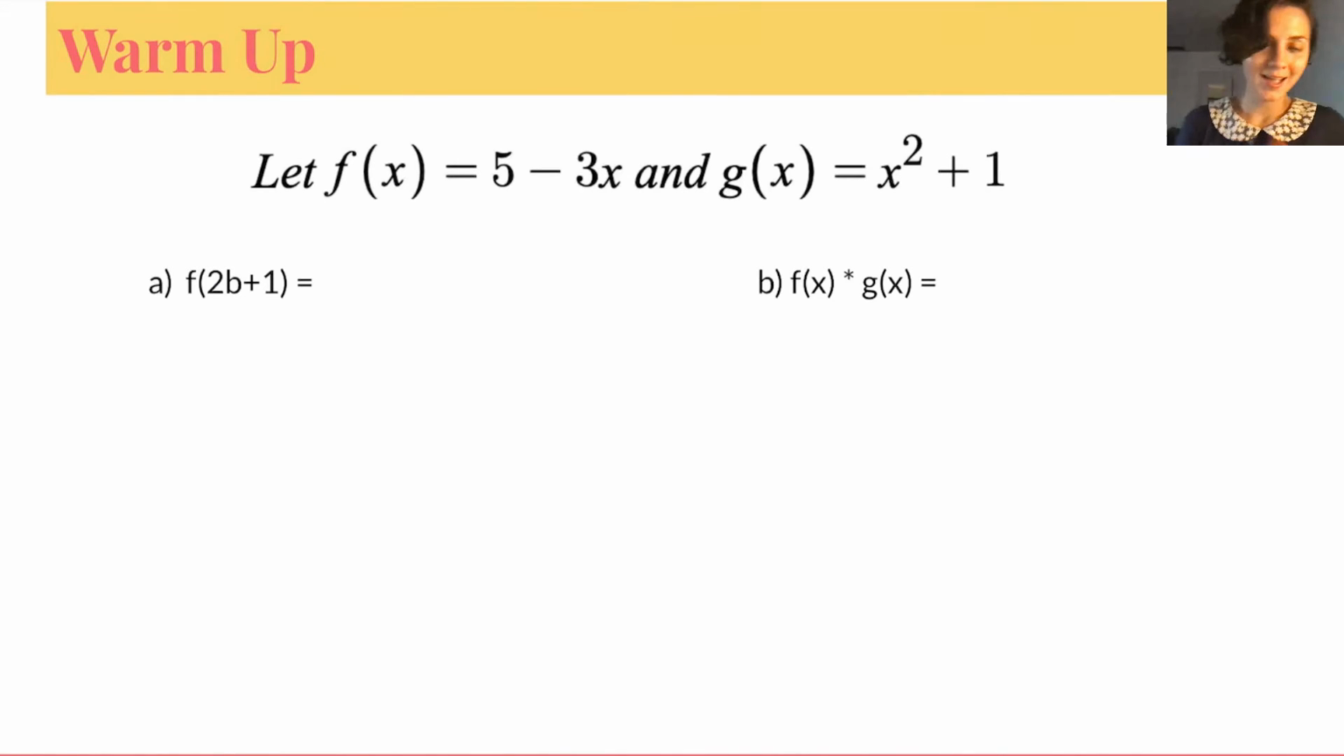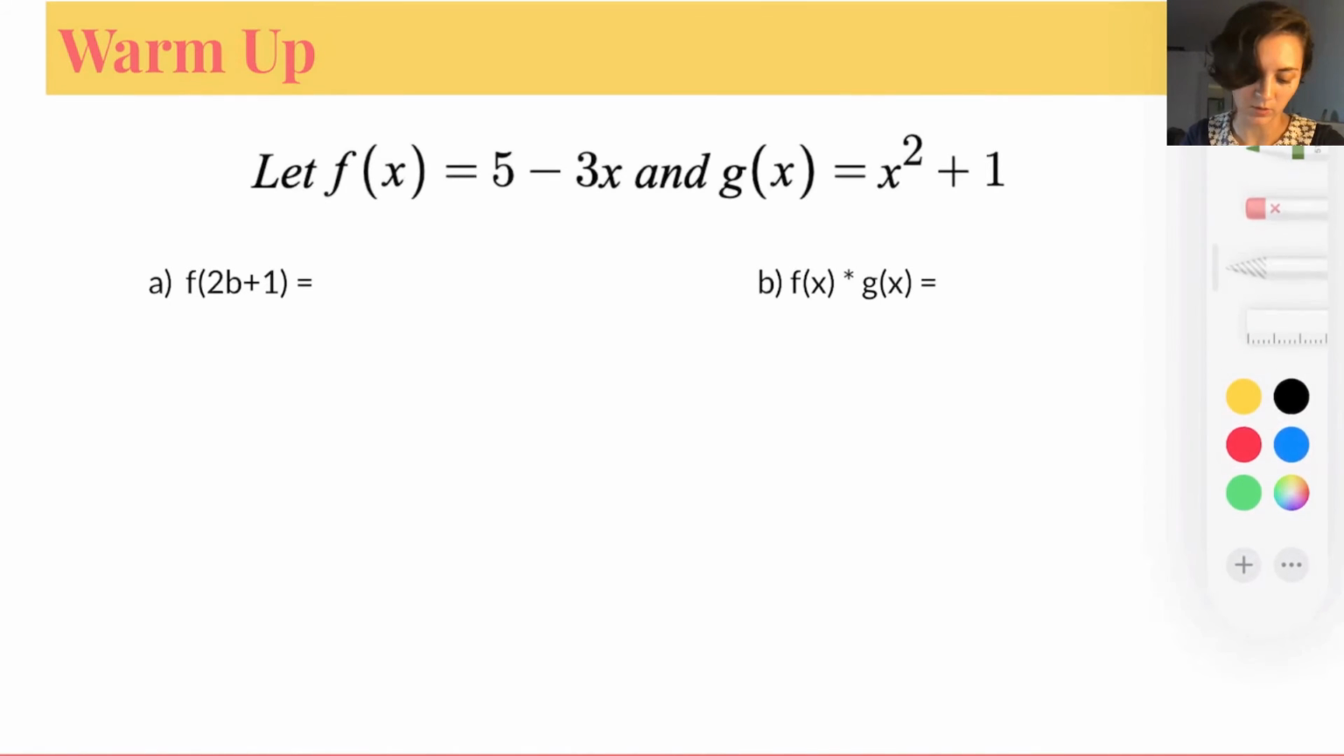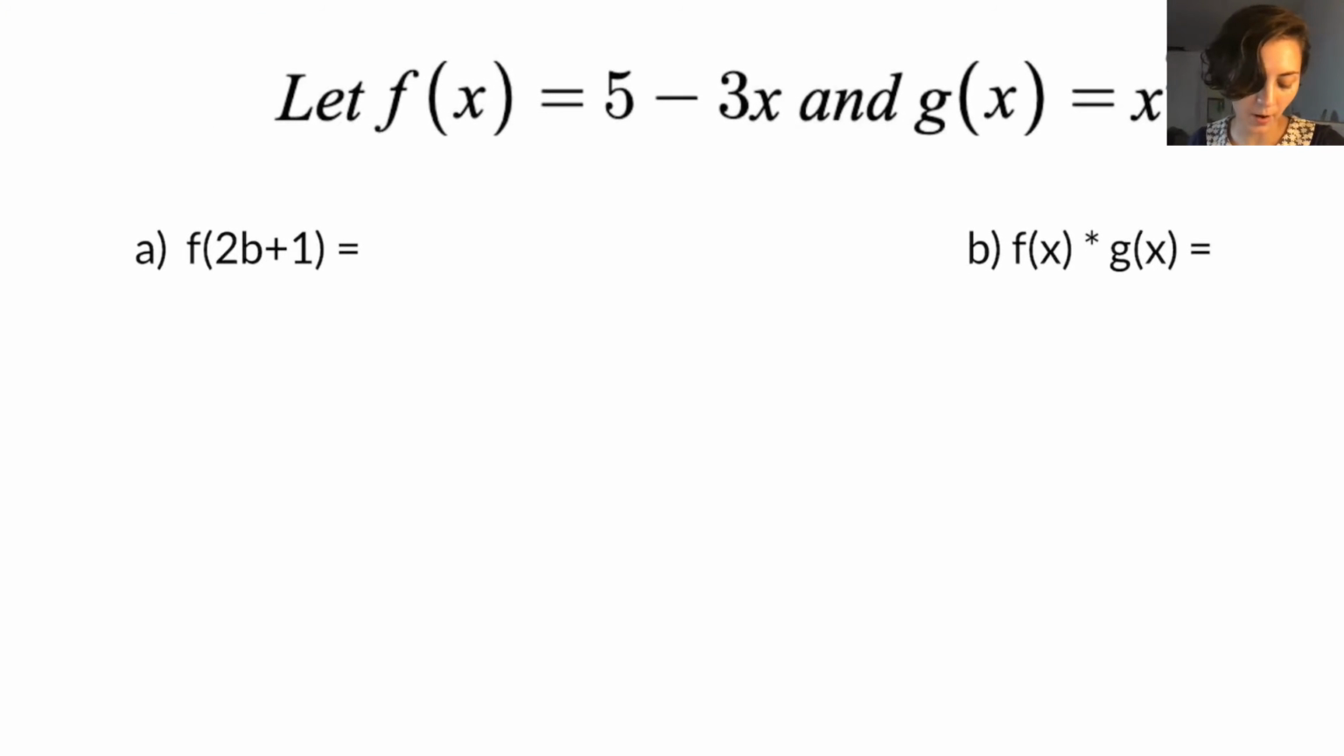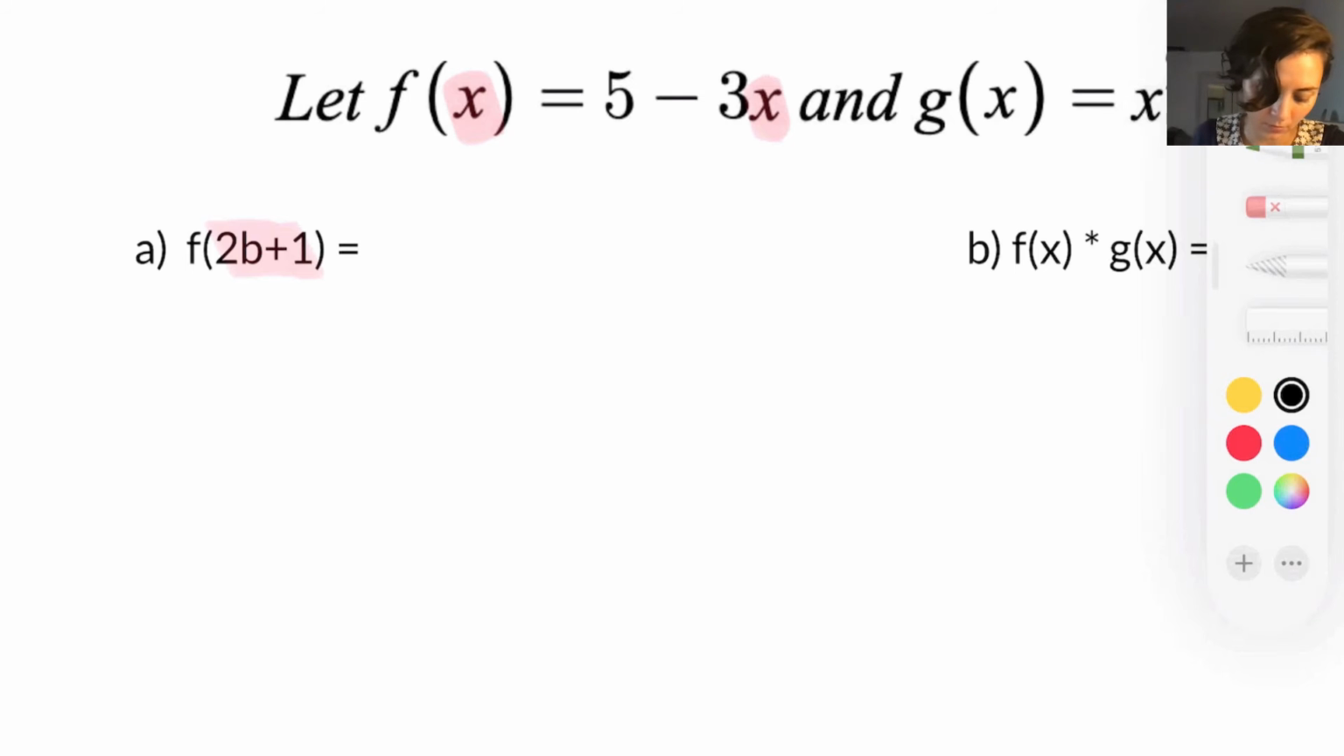So welcome back. I thought we would walk through this problem together for right now, just because I know that this one can be a little bit challenging. So for part A, I am given function f and I am given a unique input for f. So the input that I'm putting in for f is 2b plus 1. And so that means when I see f, instead of an input of just x, I'm going to put 2b plus 1. So that is what I'm going to put into my function instead of x.